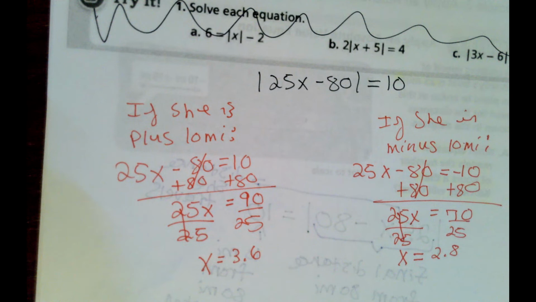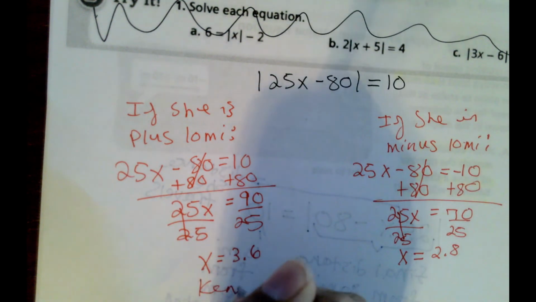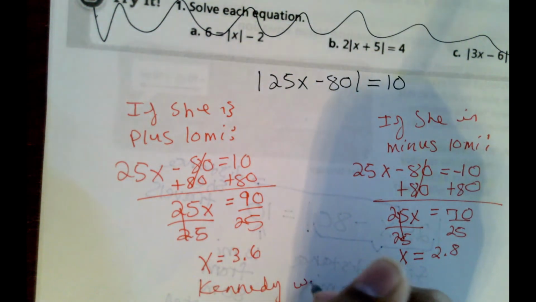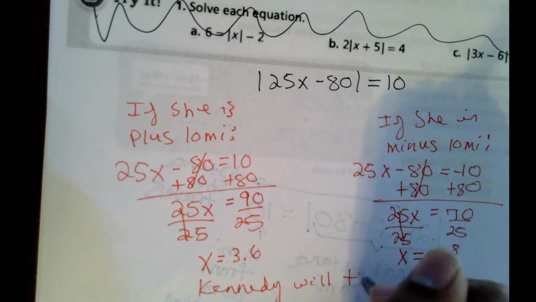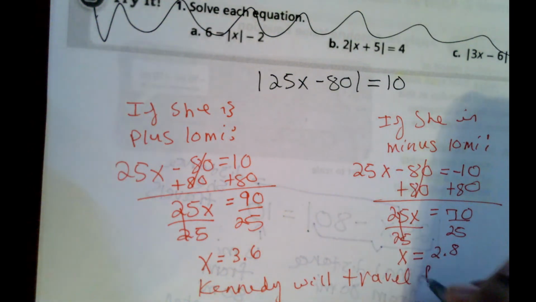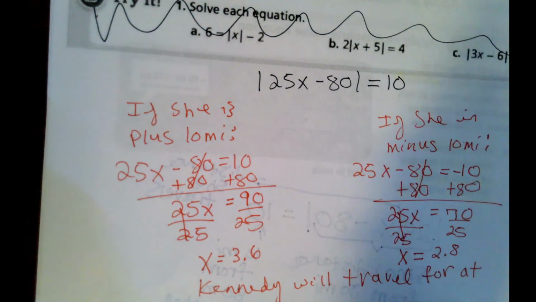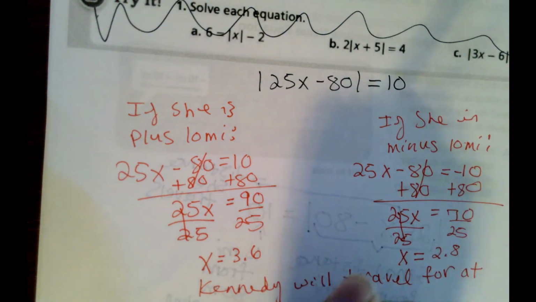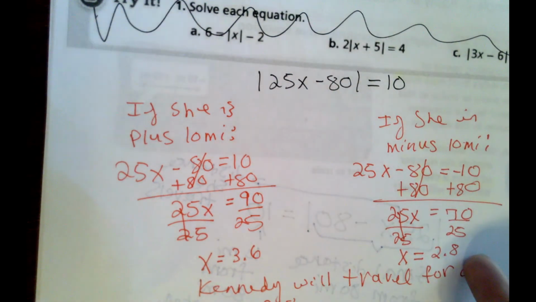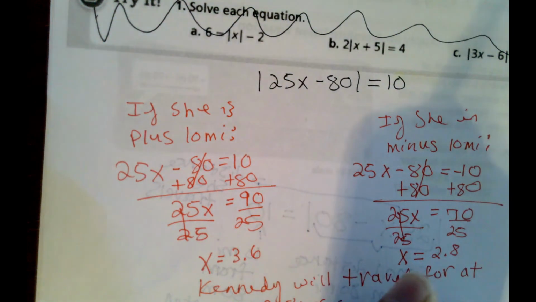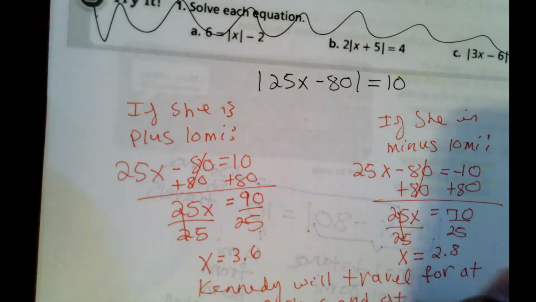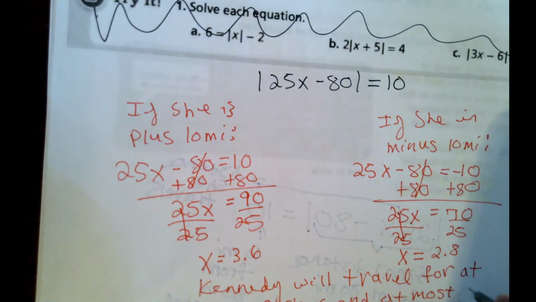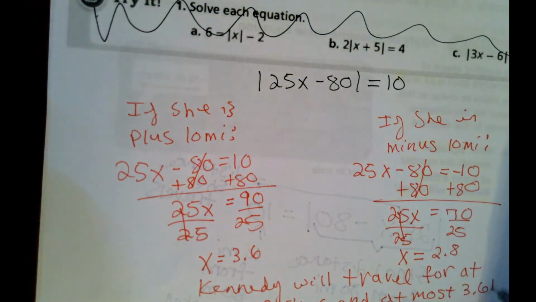So we were asking for our max and min. So Kennedy will travel for at least 2.8 hours and at most 3.6 hours. Let me let y'all look at that real quick.